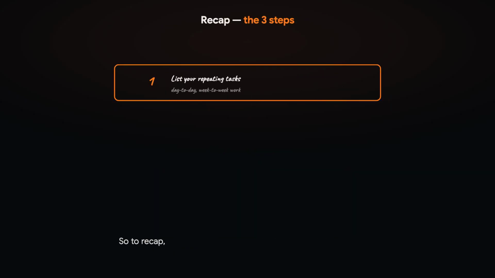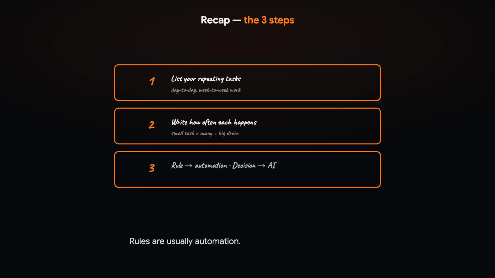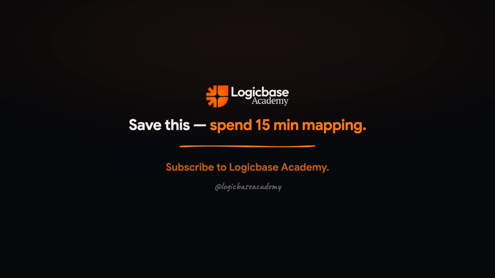So to recap, list your repeating tasks. Write how often they happen. Then decide whether each step follows a rule or requires judgment. Rules are usually automation. Decisions are where AI belongs. Save this and actually spend 15 minutes mapping your business. It'll make every automation you build after this much simpler.